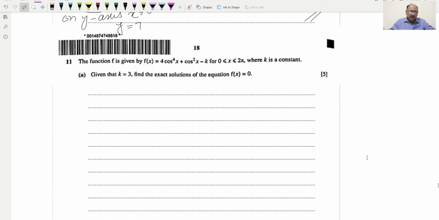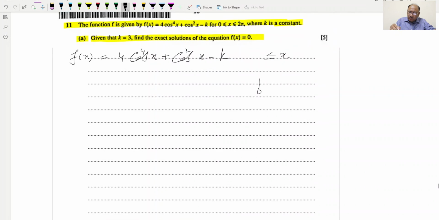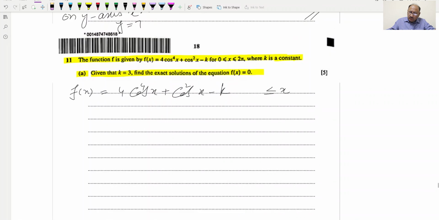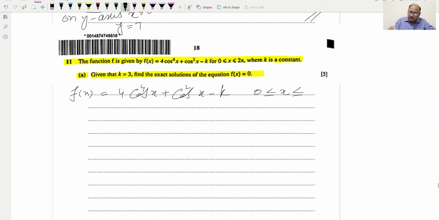Now this is question number 11. Question number 11 says the function f is given by f of x is equal to this, where k is a constant. Given that k is equal to 3, find the exact solutions of the equation f of x is equal to 0. So f of x is given as 4 cos 4x plus cos square x minus k, and the x value is greater than or equal to 0 and less than or equal to 2 pi. This is the range.